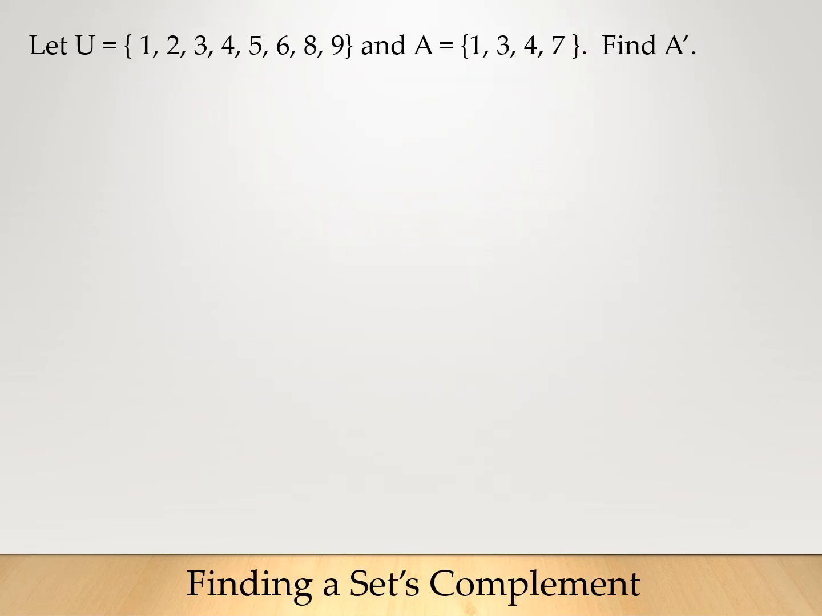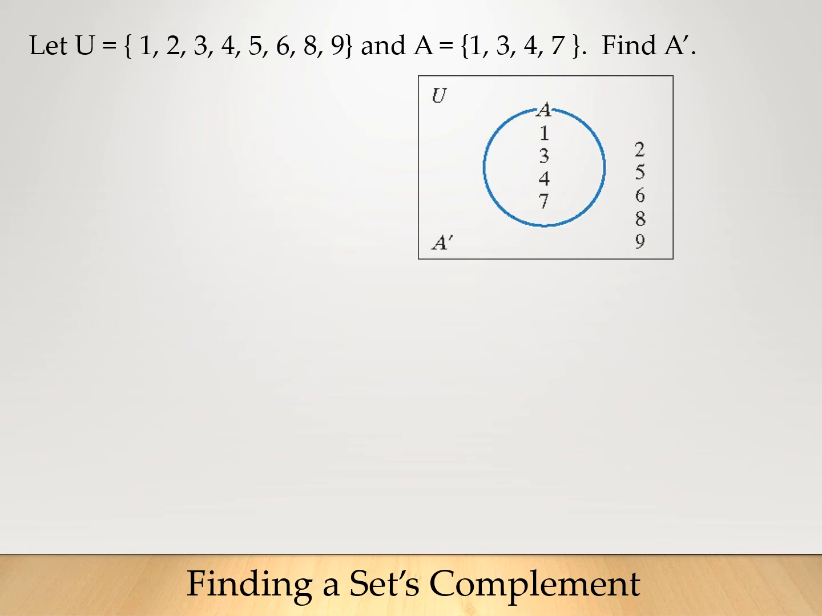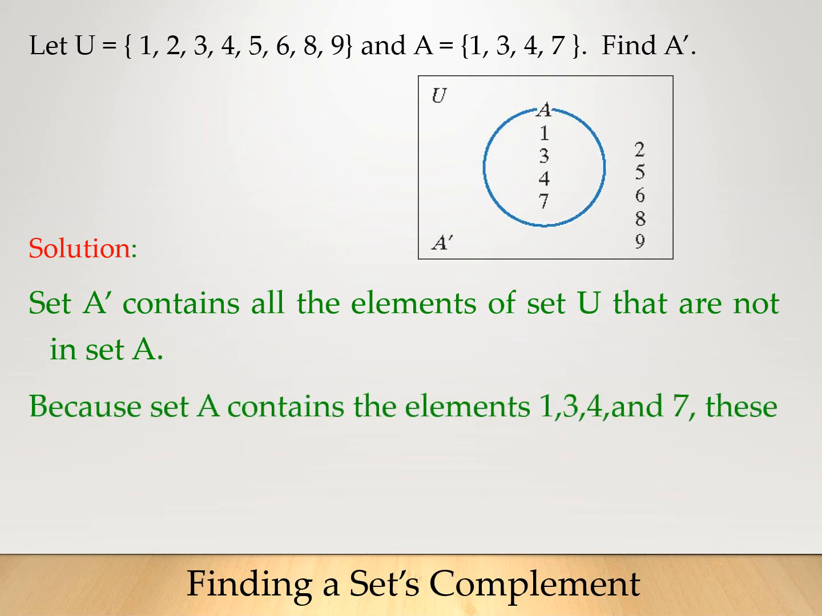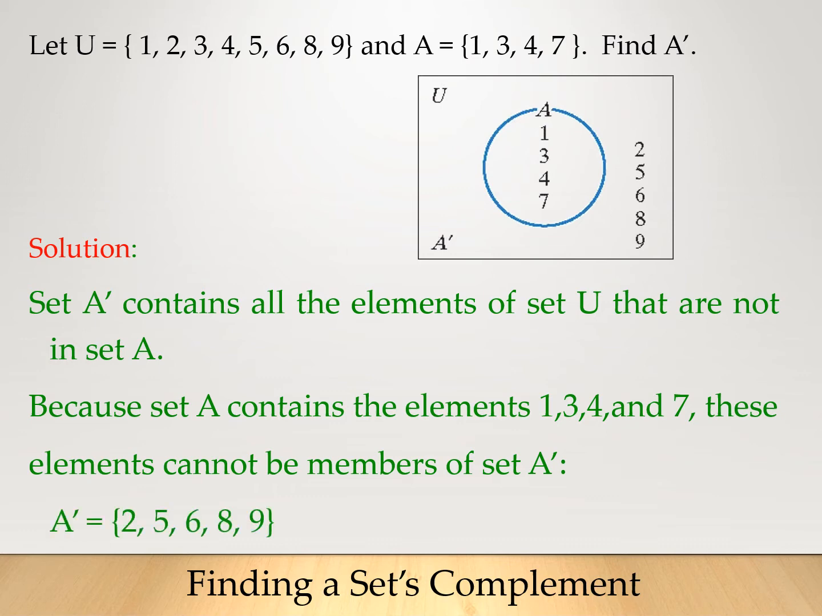Let the universal set equal {1, 2, 3, 4, 5, 6, 8, 9} and A equal {1, 3, 4, 7}. Let us find A prime. So we have this Venn diagram representing this situation. For the solution, set A prime contains all the elements of set U that are not in set A. Because set A contains the elements 1, 3, 4, and 7, these elements cannot be members of set A prime. So therefore, A prime is equal to {2, 5, 6, 8, 9}.